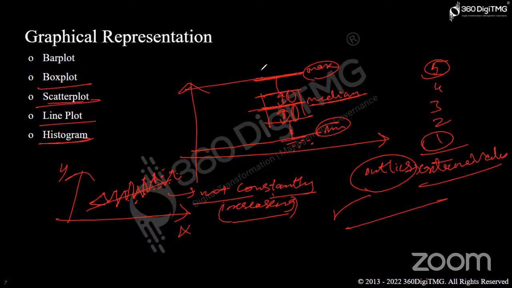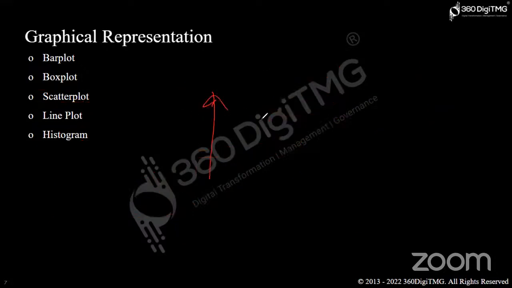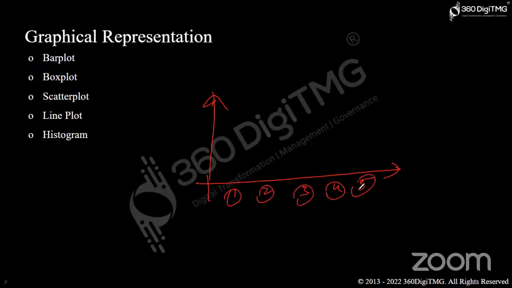So histogram. What is the use of a histogram? Let's say, for example, there are 1, 2, 3, 4, 5. There are particular ranks: the first rank, second rank, third rank, and fourth rank. So I'll be writing 10, 20, 30, 40, 50. 50 students are there. So I'll write here this one.